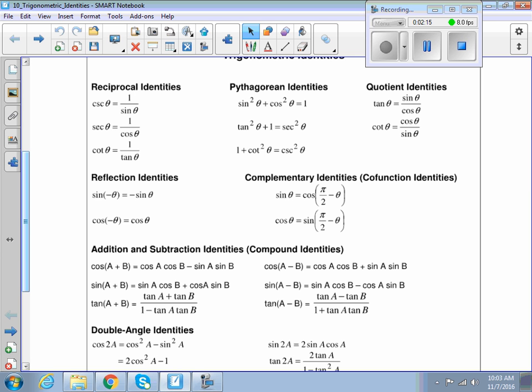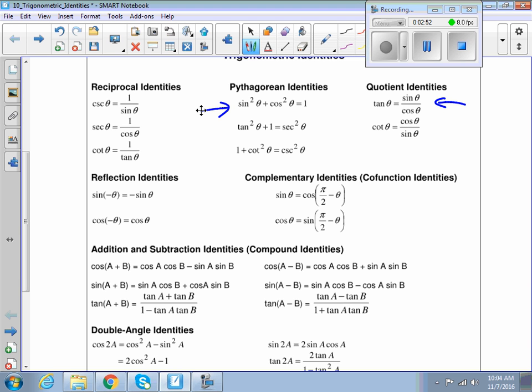Pythagorean identities: the most famous one that we still use a lot is sine squared plus cosine squared equal to 1. That's the one that you should always know. There is a lot of application of that in proving identities. There is also tan squared plus 1 equal to secant squared, and 1 plus cotangent squared equal to cosecant squared. Quotient identities are also very useful. Many times when you have tan, we want to write it as sine over cosine, or if you have cotangent, we want to write it as cosine over sine.